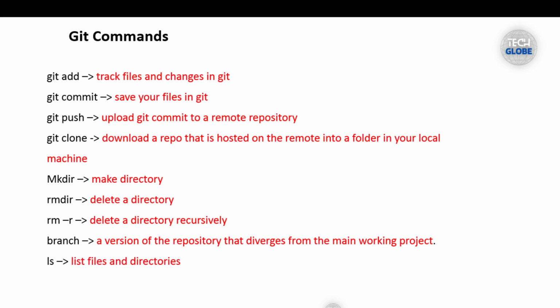ls is to list files and directories. I believe I used this command earlier in this video. It helps you list the files and directories you have. Then you have touch, which helps you create an empty file. Touch file name, it will create an empty file. Then you have pwd, print working directory. It prints the current directory you are in, the present directory you are working on.